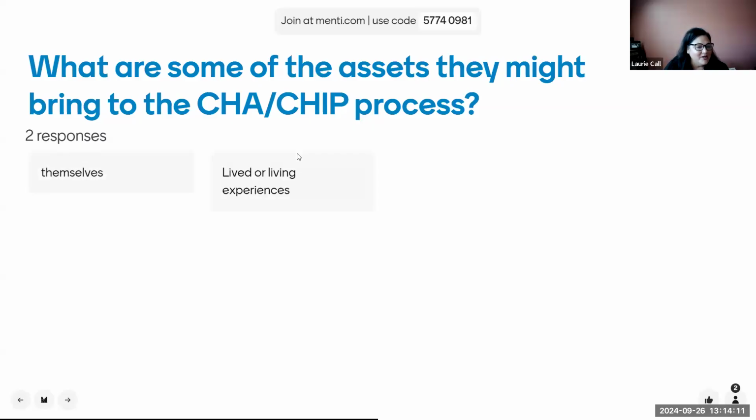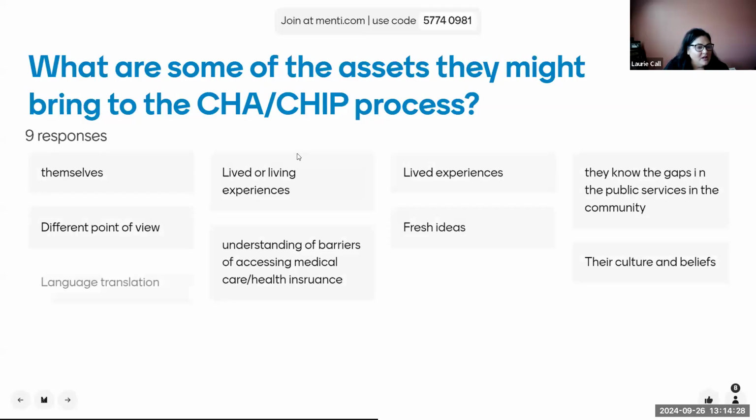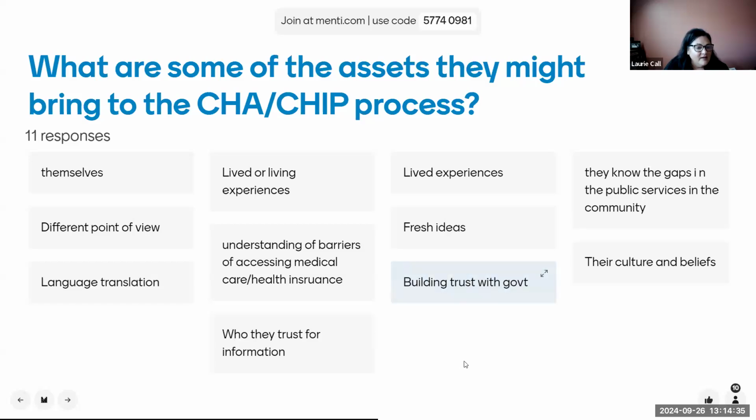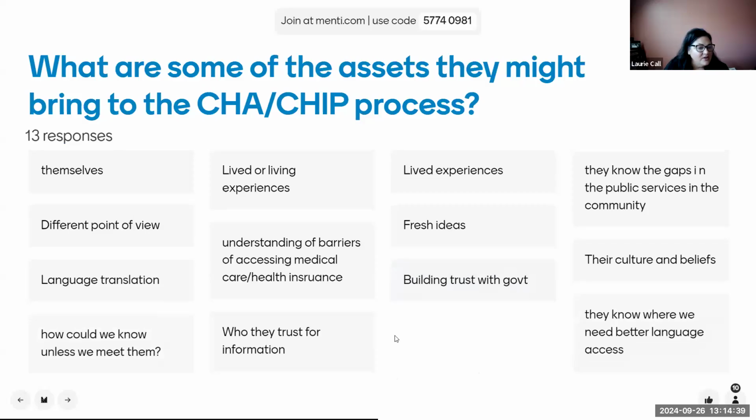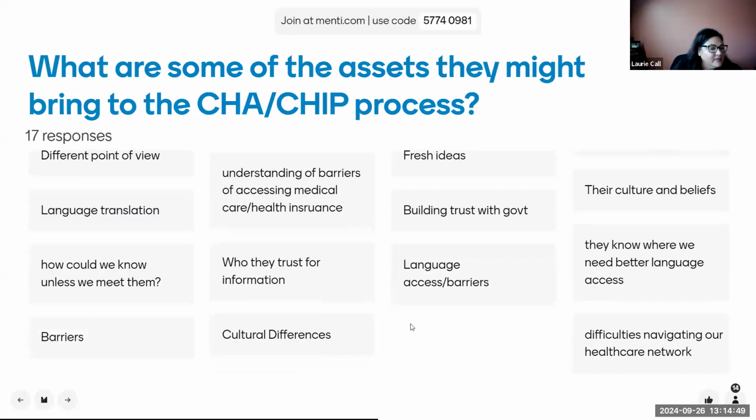Themselves. They would bring themselves and their experiences, their lived experience. Yes, their lived experience. They know the gaps in the public services in the community. Absolutely. Different points of view, understanding of barriers of accessing medical or health insurance, fresh ideas, their culture and their beliefs, so we would know more about that. Building trust with the government and how to do that, who they trust for information, their trusted sources. They know where we need better language access and those barriers. You might not know until you meet with them. Different points of view, language translation, difficulties navigating our healthcare network. Okay, great. Those are all some great ideas.